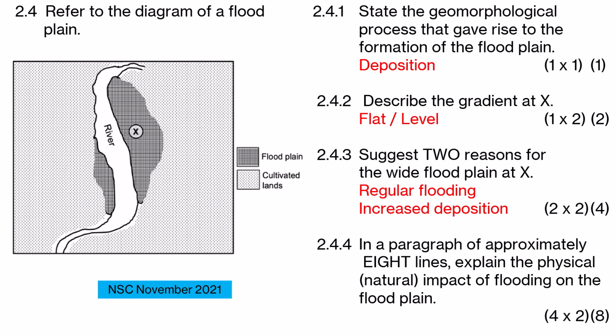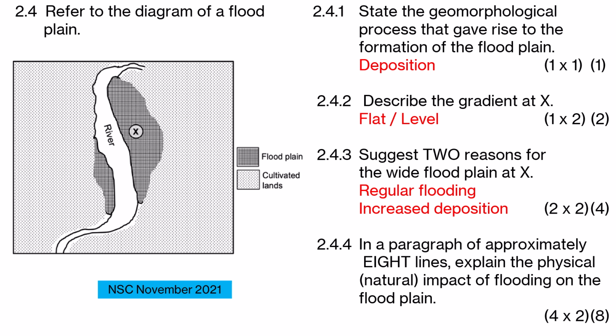Question 2.4 is from November paper 1 2021. Refer to the diagram of a floodplain. 2.4.1, state the geomorphological process that gave rise to the formation of the floodplain. In this question, it was almost not necessary to even use the word geomorphological. The emphasis is on the process, and the answer in this case would be deposition, as floodplains are the result of the river depositing its sediment on its banks.